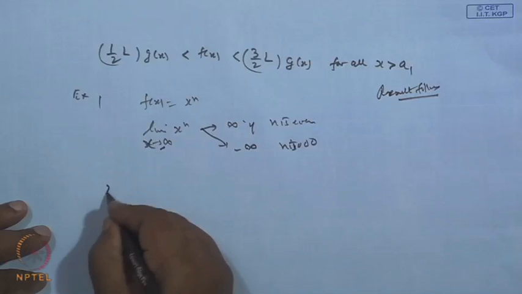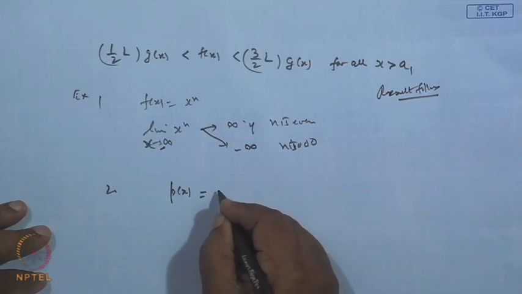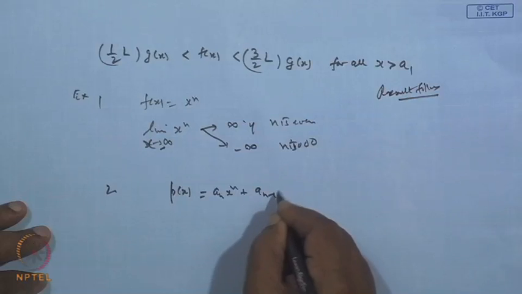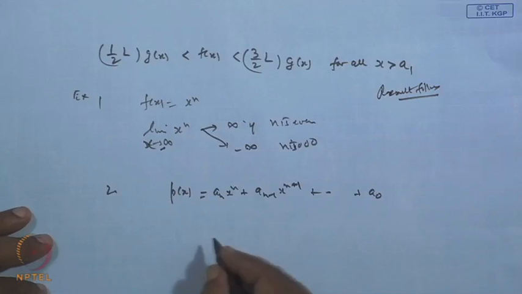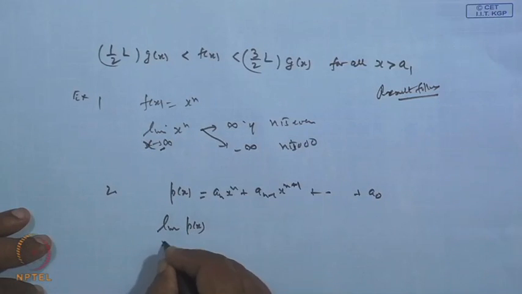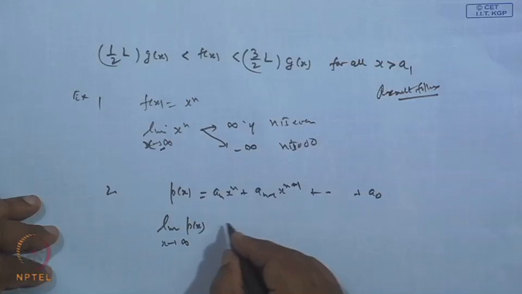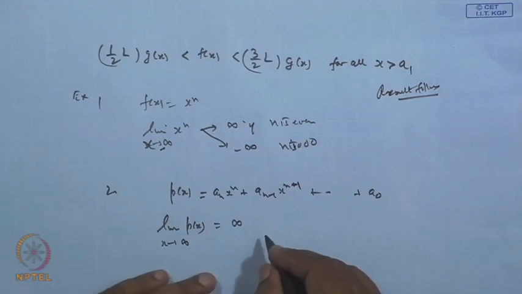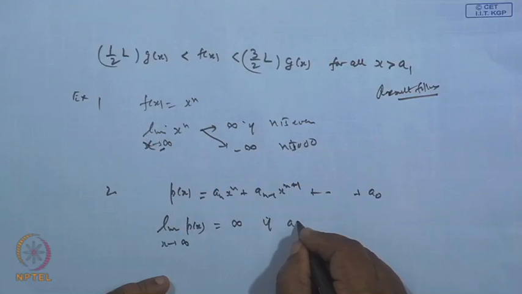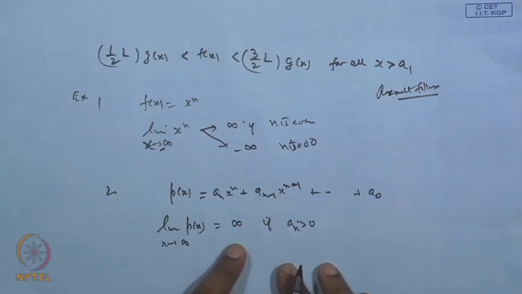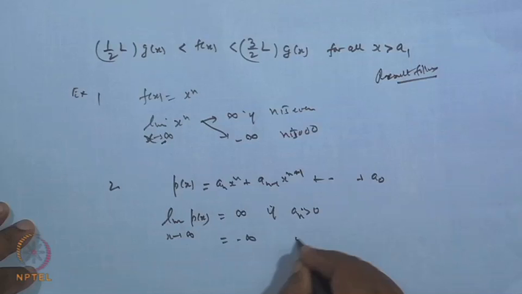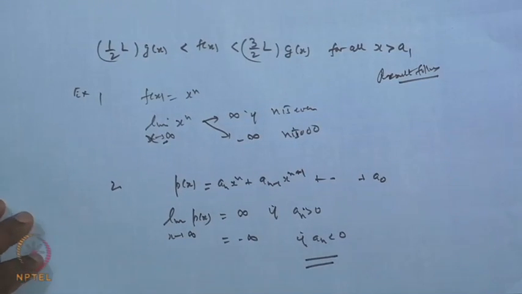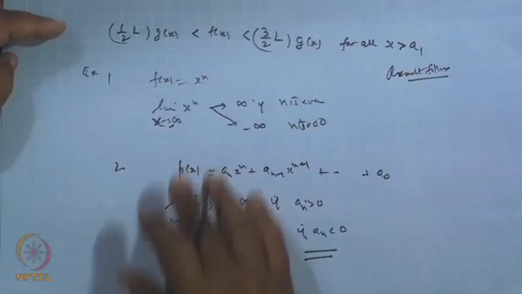Similarly, if the polynomial p(x) is given, say a_n x to the power n plus a_(n-1) x to the power n-1 up to a_0, then the limit of p(x) when x tends to plus infinity will be equal to infinity if a_n is positive, and minus infinity if a_n is negative. So, this can be proved like this. In the case of a fraction also we can do it this way. Thank you.